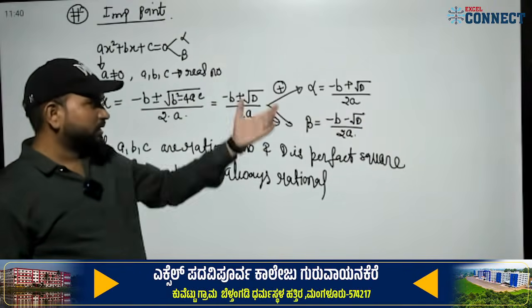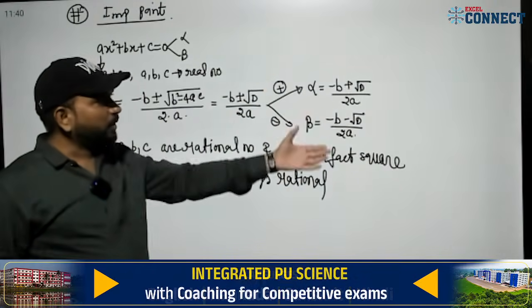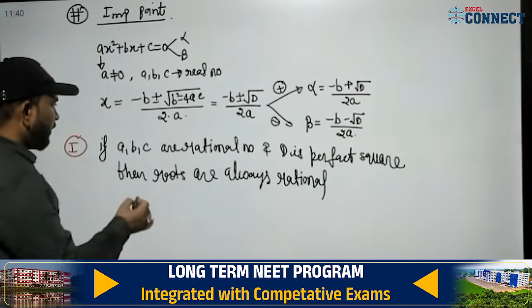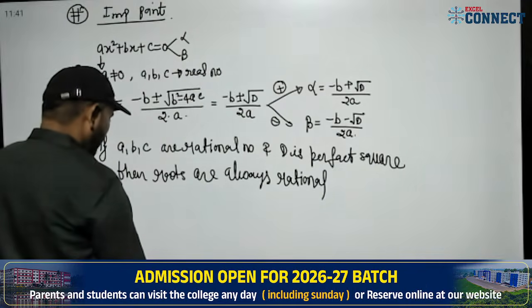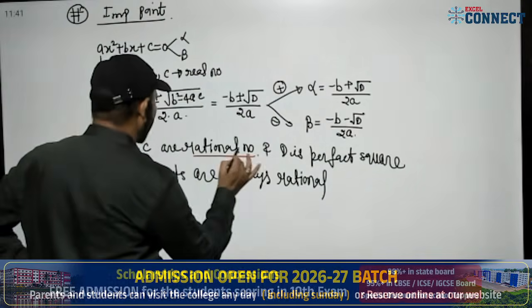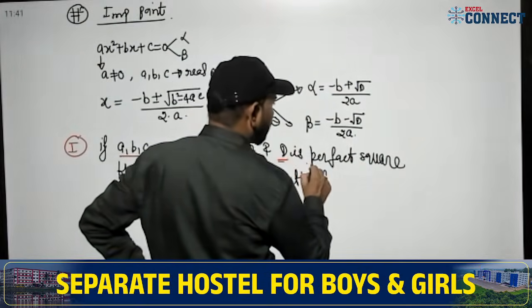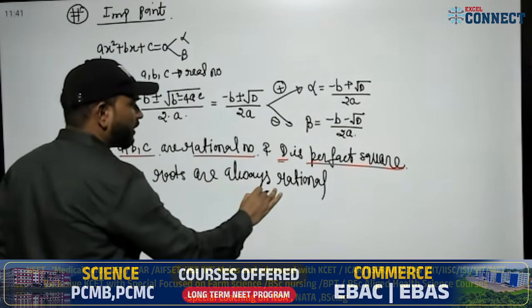Graph, first I will discuss this nature, then I can discuss the graph, because for the graph purpose these things are required. What are the conditions? If a, b, c are rational numbers, and D is a perfect square, then we can say the roots are always rational.